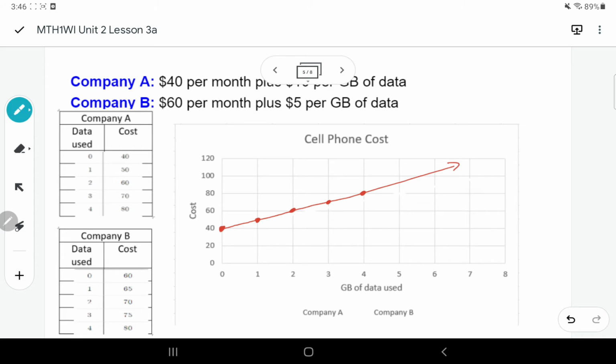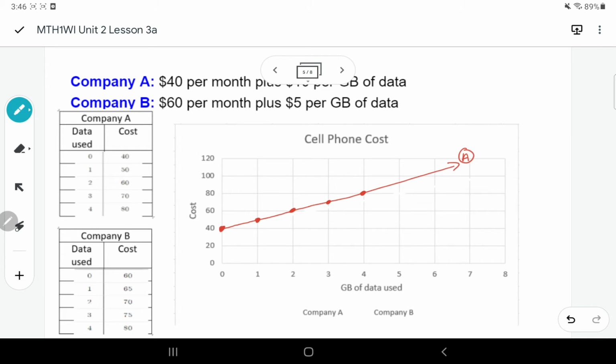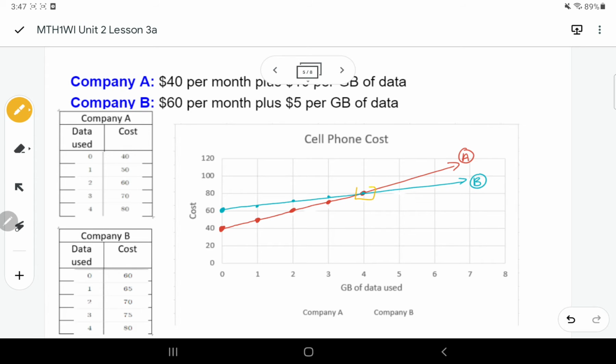The second company, and I actually should label that, that's company A. The second company, B, starts off charging $60, but goes up more slowly. They're only going up by about $5 per gigabyte. So their line is going to be starting up higher, but going up more slowly. So that's company B.